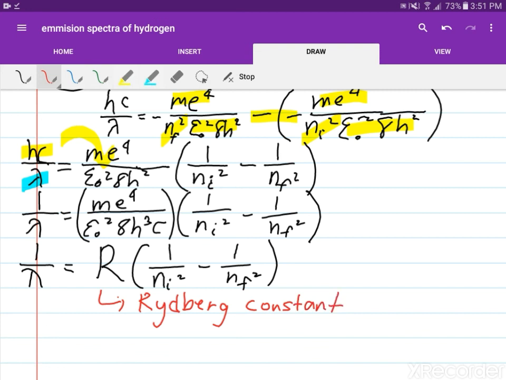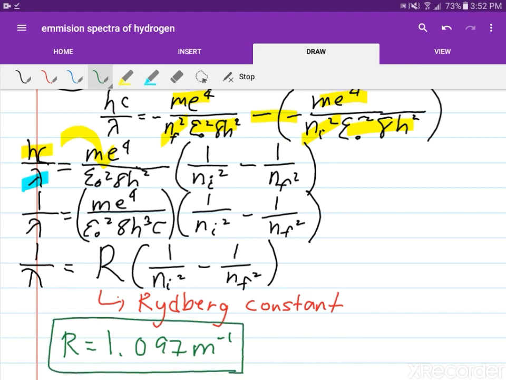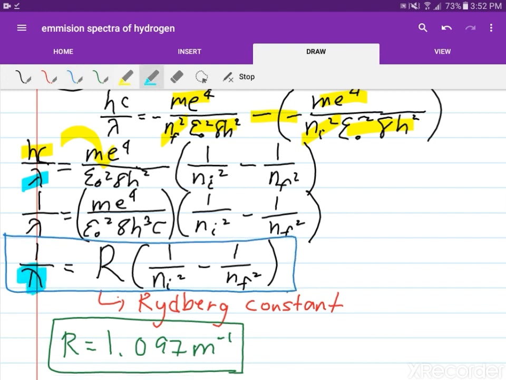So R has a value of, let me check, 1.097 times 10 to the 7 per meter. Okay, now so this equation will tell us what is the wavelength of the light that is needed so that the electron can jump from an initial state to its final state.